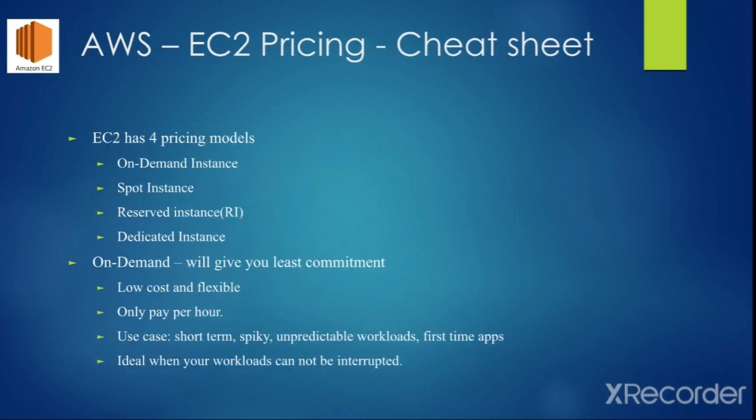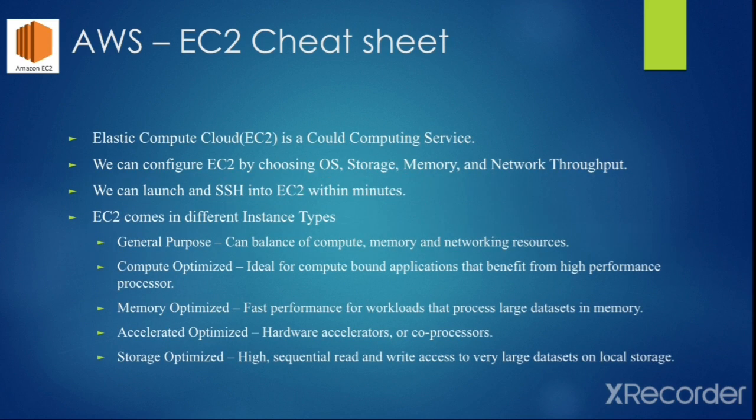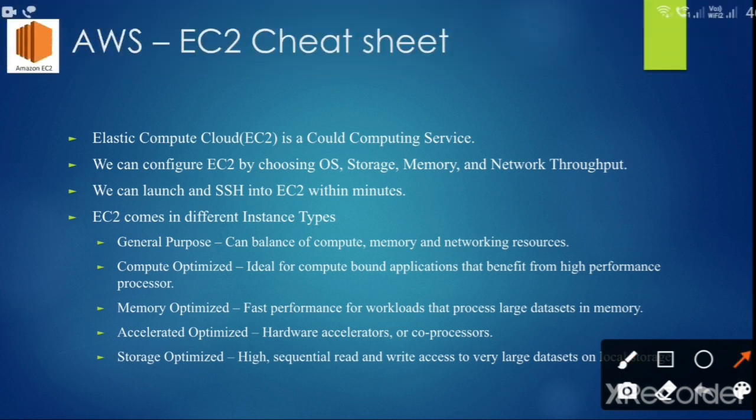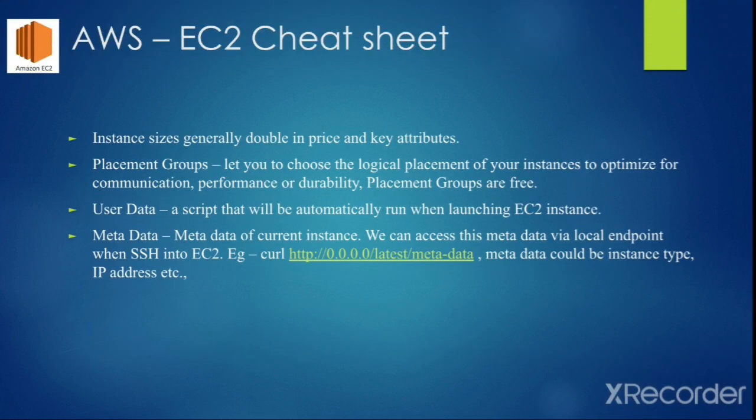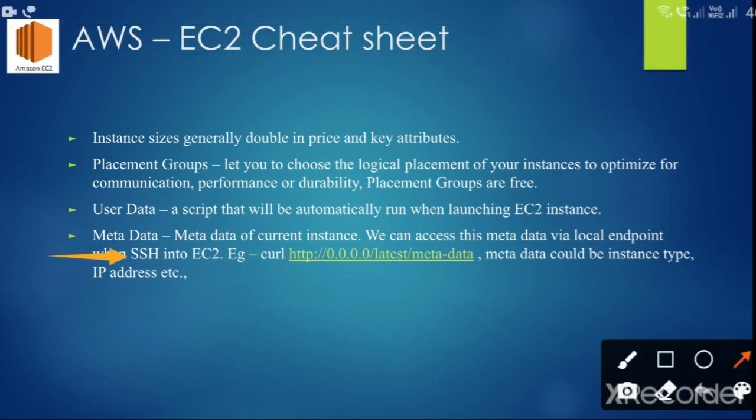Because you can expect at least one, not one, two or three questions from EC2 instances. You can expect questions on the different types of instances, like general purpose, memory optimized, accelerator optimized, and where to use these optimized types. And you can expect metadata related questions as well. So user data, and metadata: what kind of data will be available, or how can you access the metadata.